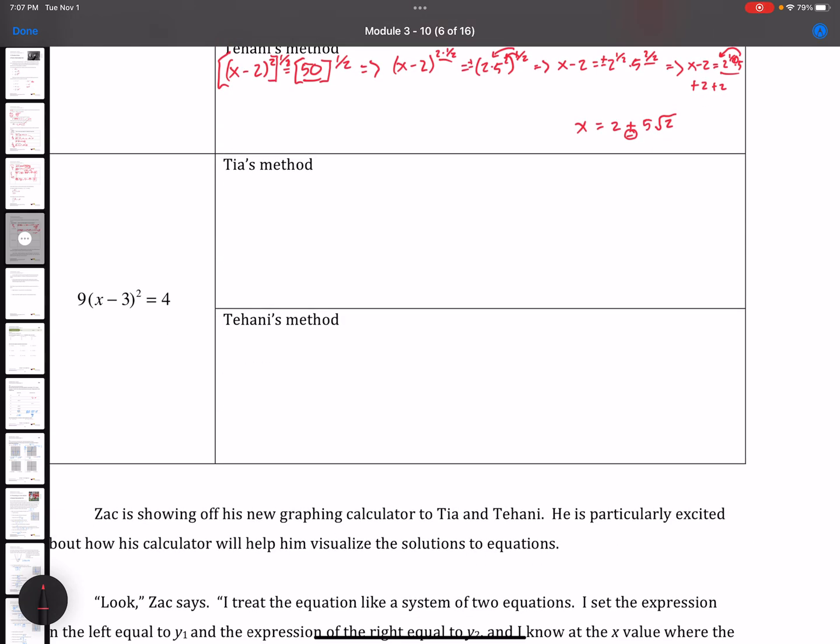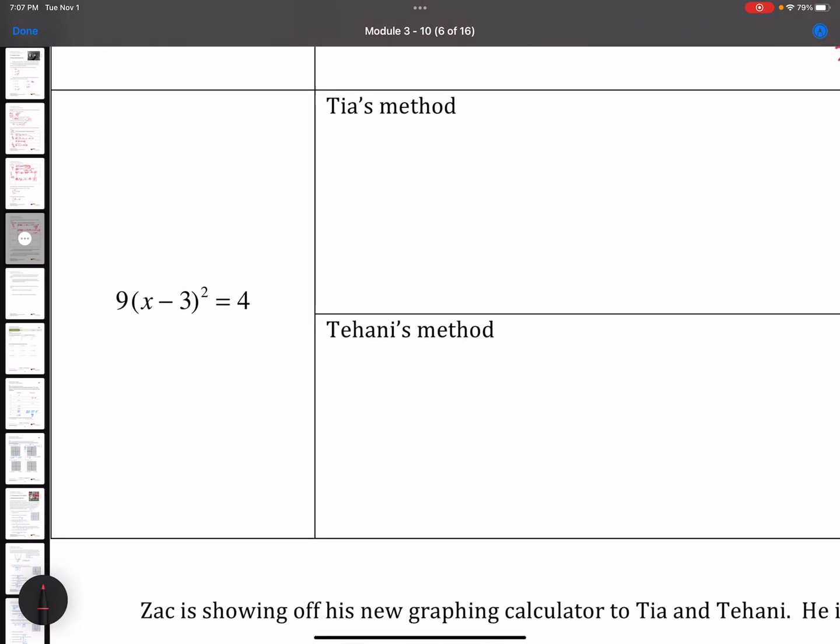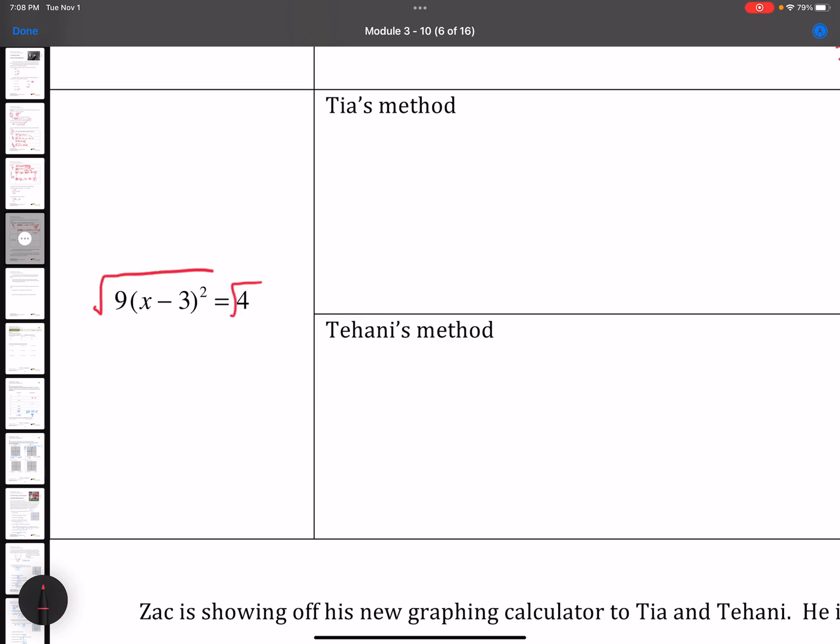All right, let's have a look at Tia's method for this next one. So now we've got some things outside where we're going to have to do a little bit of algebra before we just take a square root, because I can't just take a square root of this whole thing. Well, actually I could, if I wanted to, because these are being multiplied. I've never done that before, but heck, let's try it. So 9 times x minus 3 quantity squared equals 4.